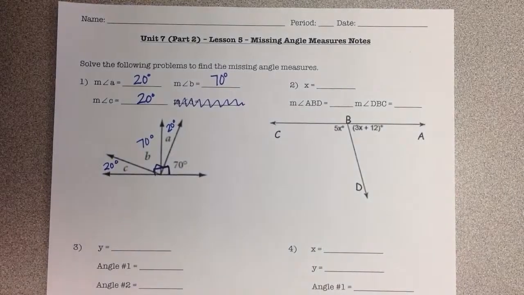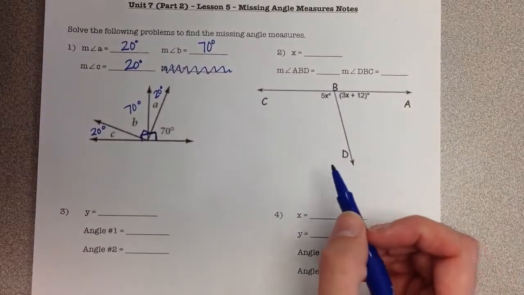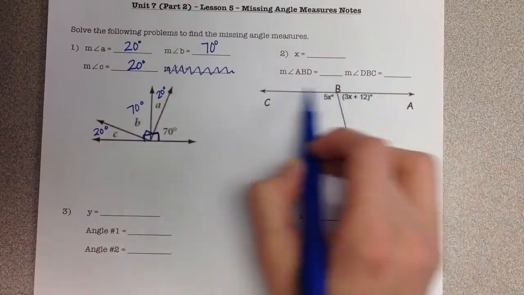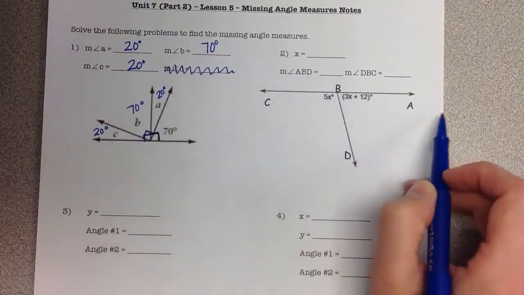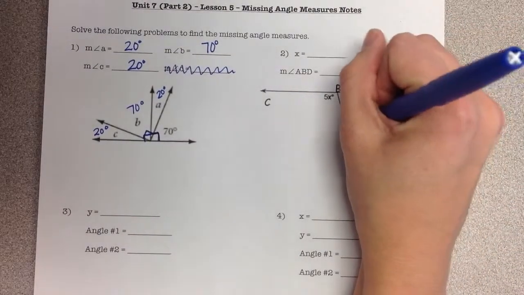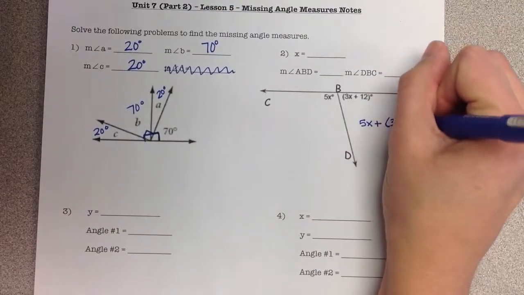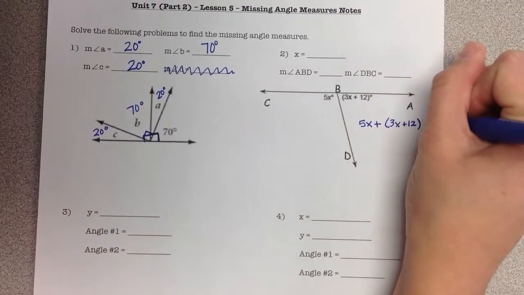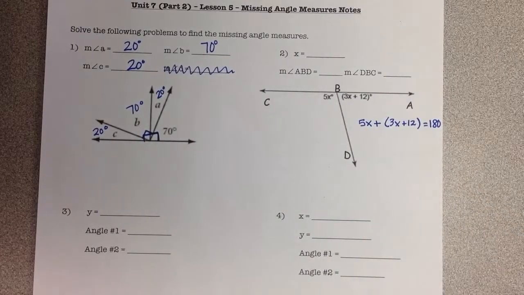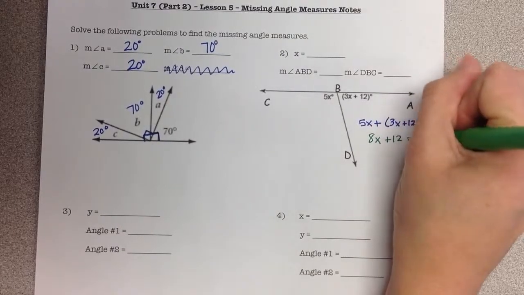All right, number 2. We're going to set up an equation to solve this. First, we're going to find the value of x, then we're going to find the angle measures. So these angles together form a straight line, which means they add up to 180 degrees. So I'm going to set up an equation, 5x plus 3x plus 12 equals a sum of 180. So I'm going to simplify. 5x and 3x is 8x plus 12 equals 180.